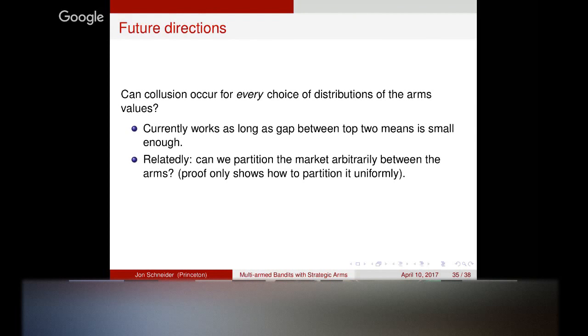somehow our current proofs just fail otherwise, and they fail for a very reasonable reason, which is that if you try to run the same proof and give a uniform market share to everyone, then if arm one is way better than arm two, it's actually in arm one's interest to just ignore all the other arms and just play the second highest arm.